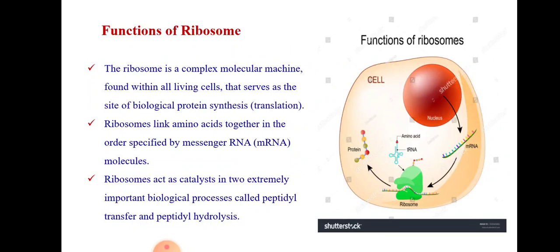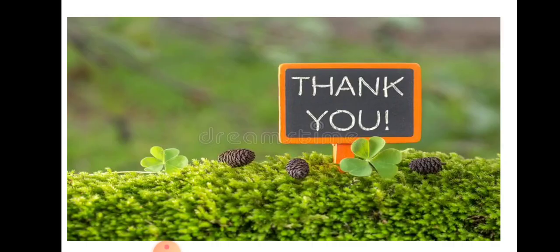Then, what are the functions of the ribosome? First, the ribosome is a complex molecular machine within a living cell that serves as the site of biological protein synthesis. This is translation. Another function is that the ribosome links amino acids together in the order specified by messenger RNA, that is mRNA molecules, and the ribosome acts as a catalyst in two extremely important biological processes called peptide transfer and peptide hydrolysis.